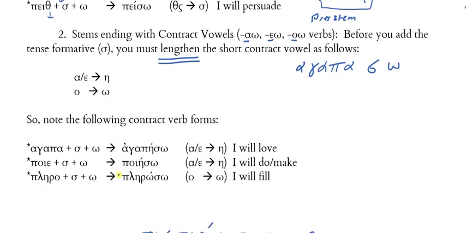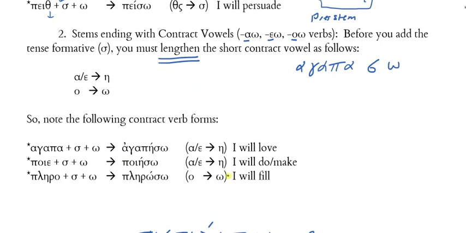So agapa plus the sigma becomes agapeso. Agapeso. I will love. Poieso, the epsilon lengthens to eta as well. Poieso. Plera-o. Plera plus sigma becomes plero. So, I will fill. So, you'll always have a lengthened contract vowel before that sigma future tense formative. Okay, so agapaso over here has to become agapeso.